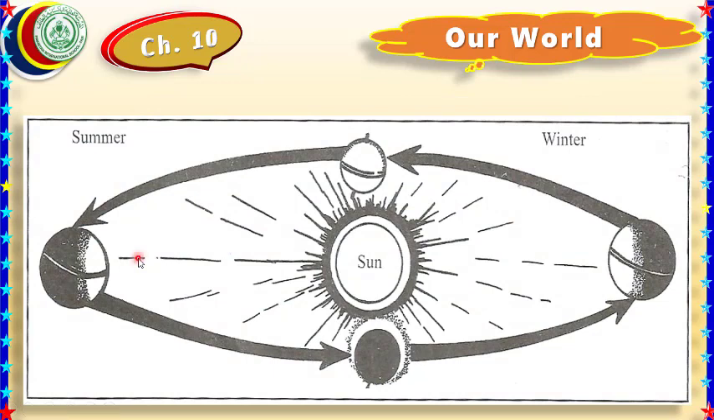This shows the orbit of the earth. Earth revolves around the sun like this. And when it is here, it is winter. When it is on the other side, it is summer.